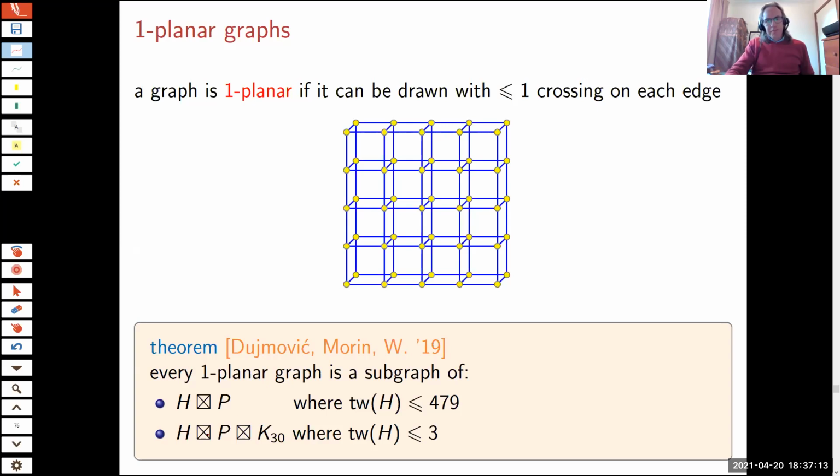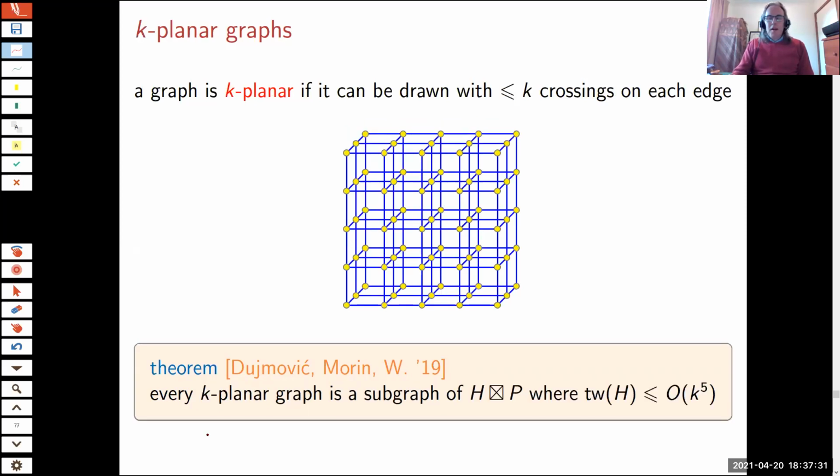So I think the punchline here is that these product structure theorems aren't restricted to minor closed classes. You can go beyond minor closed classes and get the same sort of product structure theorems.